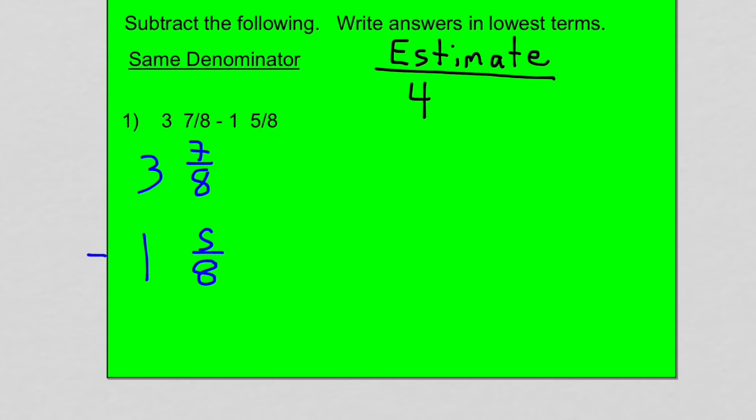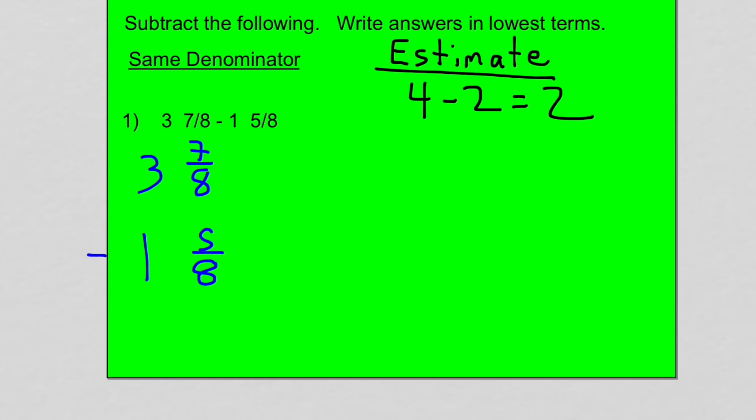And 1 5/8 is actually really close to 1 1/2. But I'm going to make this a really simple estimate, I'm going to round it up to 2. So for our estimate, we have 4 take away 2 is 2. And that's going to be our estimate.